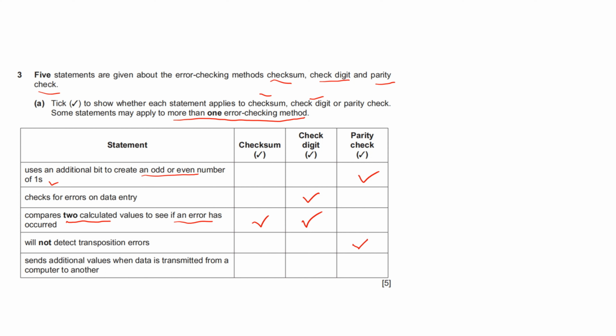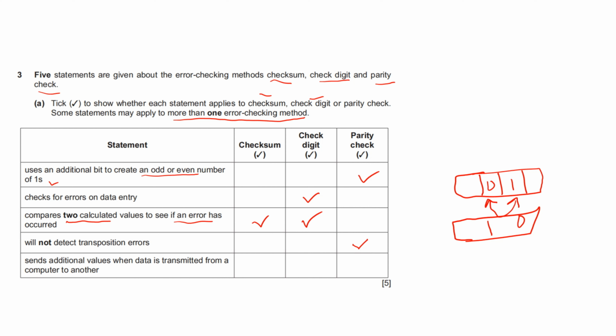So what is meant by the transposition error? For example, we have two or three bits. Okay, so this is 0 and this is 1. If these two bits are swapped, for example this 0 becomes 1 and this 1 becomes 0, then in this case the parity bit won't be able to detect the error.